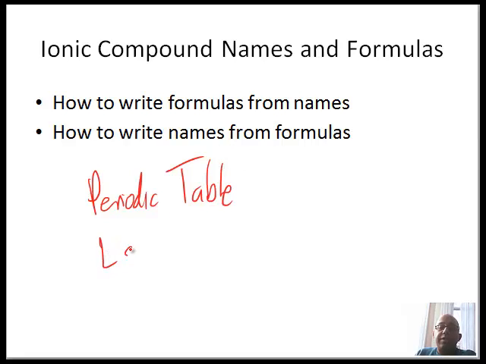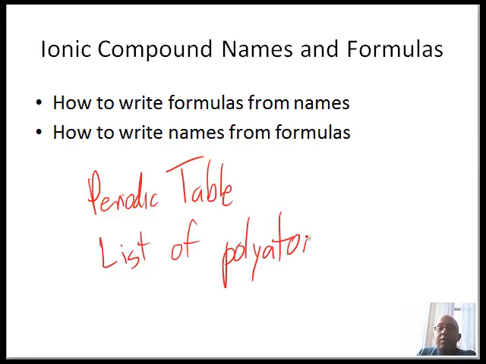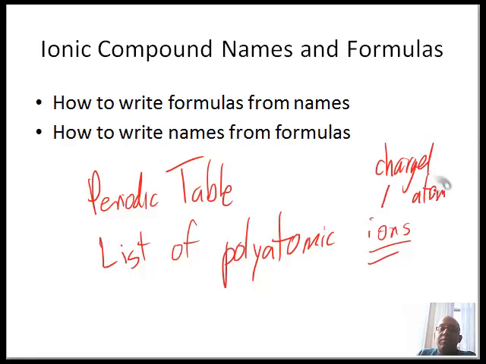and your list of polyatomic ions. So there are ions, charged atoms, right? Ions are charged atoms. And some of them are monoatomic, meaning there's one atom. Some of them are polyatomic, meaning they are made out of many atoms.